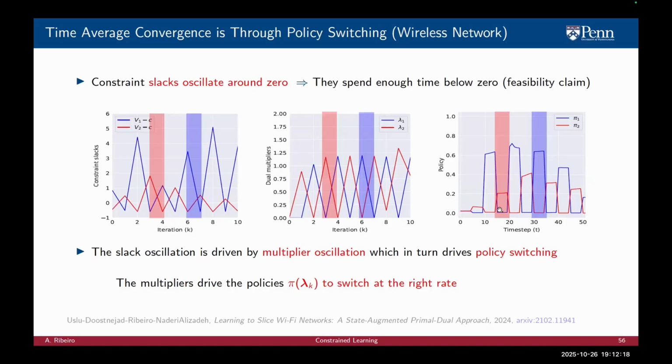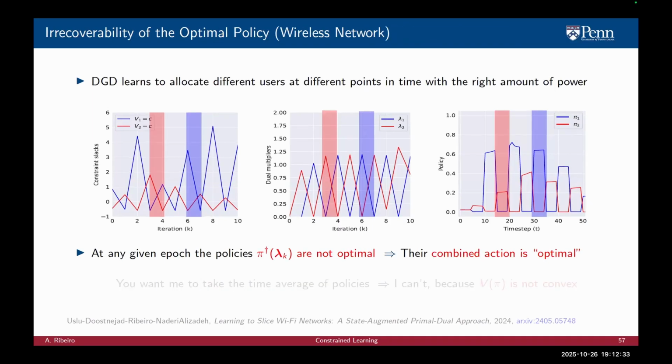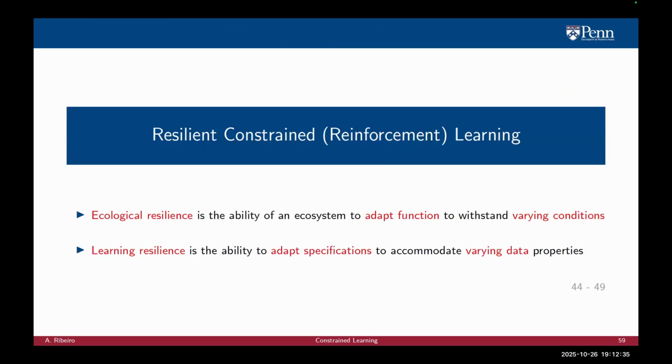So what this state-augmented algorithm is helping you do is to switch policies at the right rate so that you actually end up satisfying your constraints.